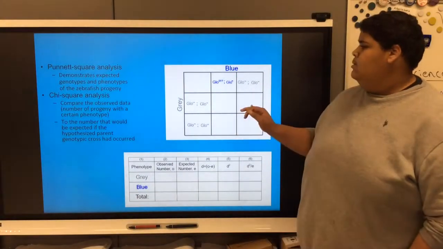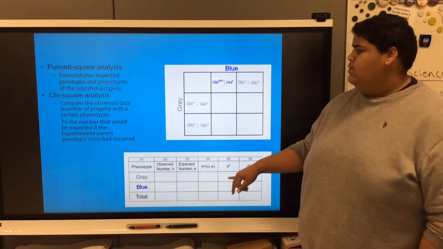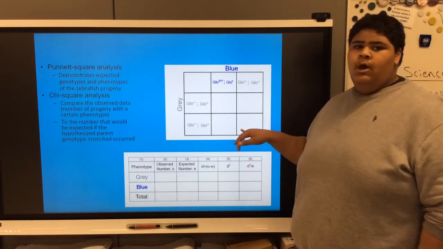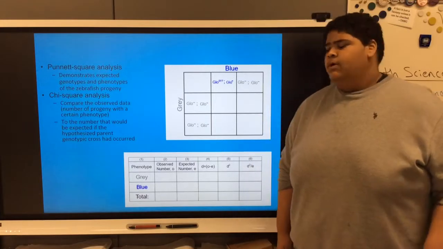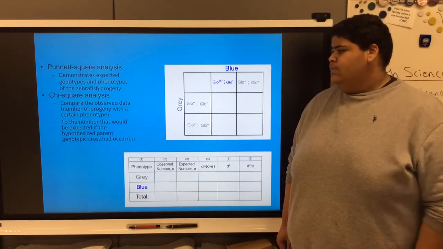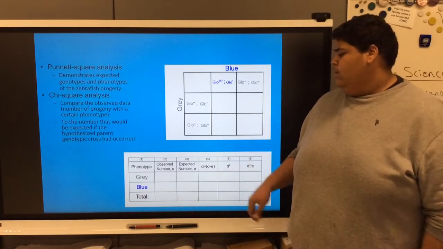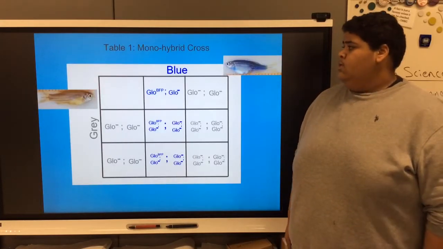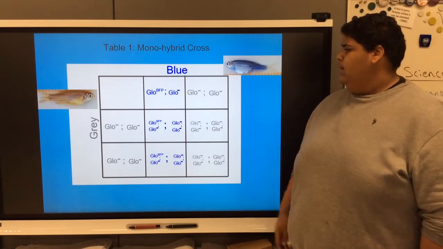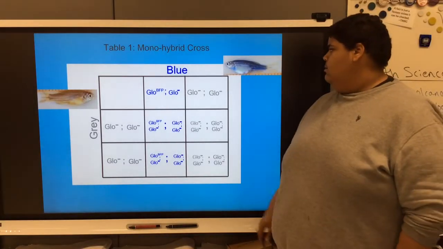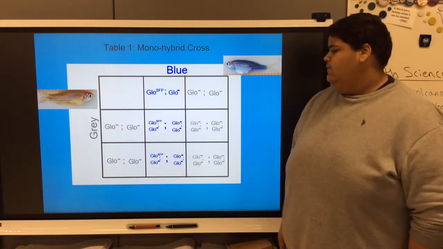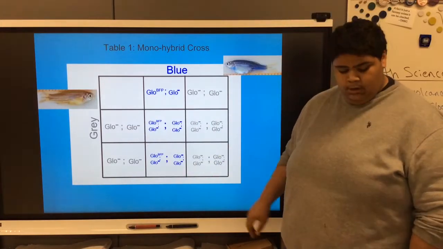I did a Punnett square and chi-square analysis. Using the Punnett square, this is how I got my expected number of progeny, and using the chi-square, I compared the observed and the expected numbers. This is my first table, of my monohybrid cross, a cross of a blue female and a gray male. I got a 50-50 of blue and gray.